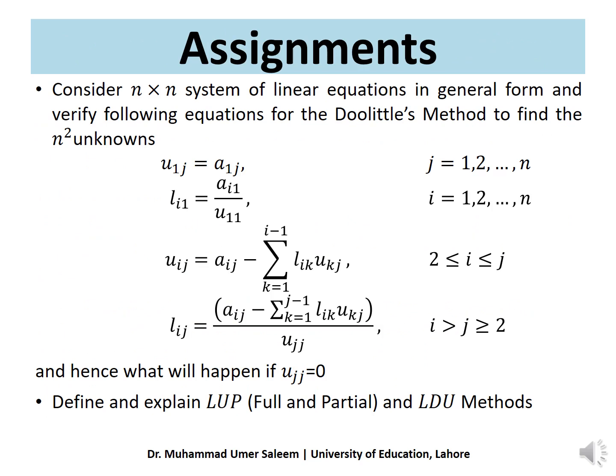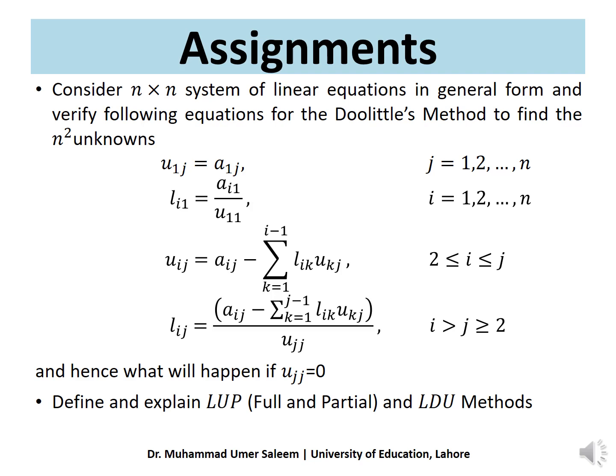Here are a couple of assignments. So do pause your lecture and do these assignments first before you proceed further. So consider n by n system of linear equations in general form and verify the following equations for Doolittle method. When you multiply L and U in general form and compare with the general n by n matrix, then you will get these equations.